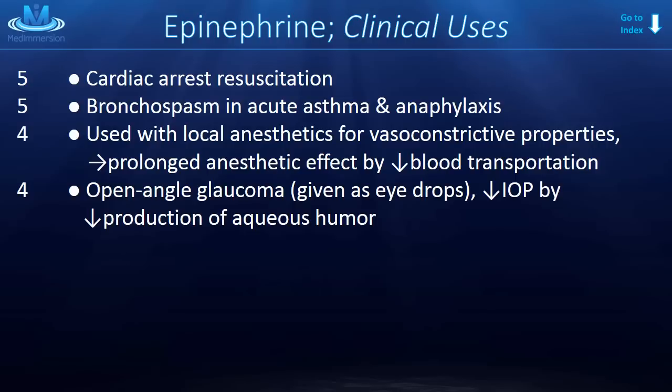Lastly, open angle glaucoma. Not closed angle glaucoma, open angle glaucoma. Basically, it decreases the intraocular pressure by decreasing the production of aqueous humor by clamping down on vessels. You don't want to give it in closed angle glaucoma because it's going to cause mydriasis and clamp down even further on the outflow through the trabecular meshwork. That's basically tightening down the muscles on the side of the pupil and thus squeezing off or pinching off all those little canals that allow the natural draining of aqueous humor, thus making your closed angle glaucoma even worse.